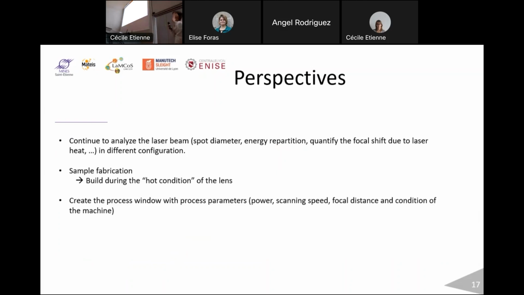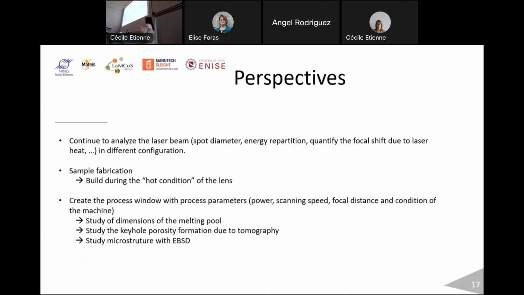So I will create samples in hot condition in order to create process windows, as I showed you before with scanning speed and power. But in addition, I will add focal distance and condition of the machine, which is really important if you want to create intact parts. And I will study the dimension of the melting pool with electrolytic etching.